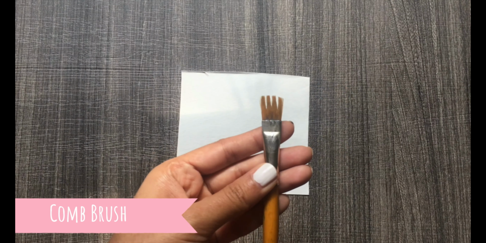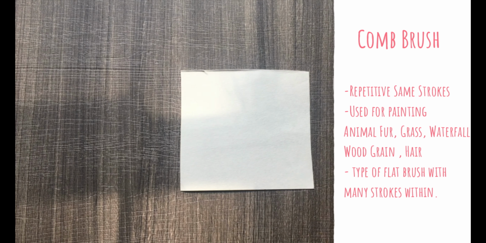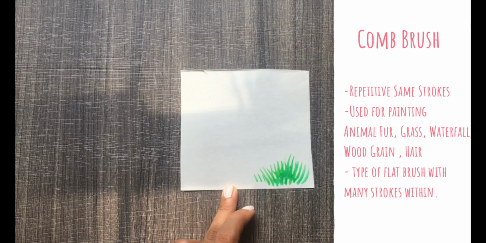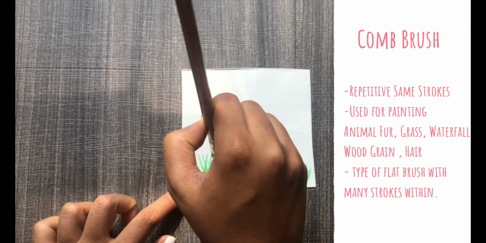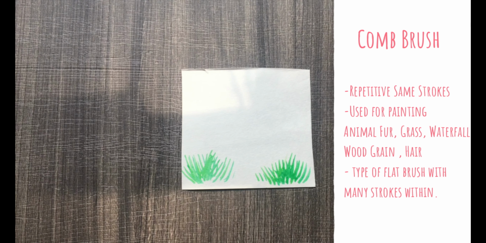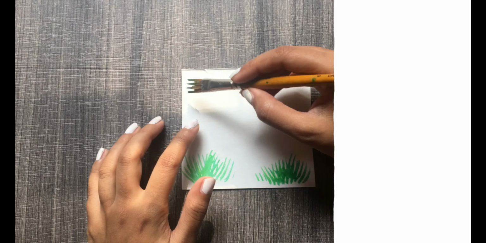Next up is a comb brush. The comb brush, as you all can see, has some repetitive same strokes. This brush is used for painting animals, grass, waterfall, wood grain, and so on. This is a type of flat brush with many strokes that look the same.